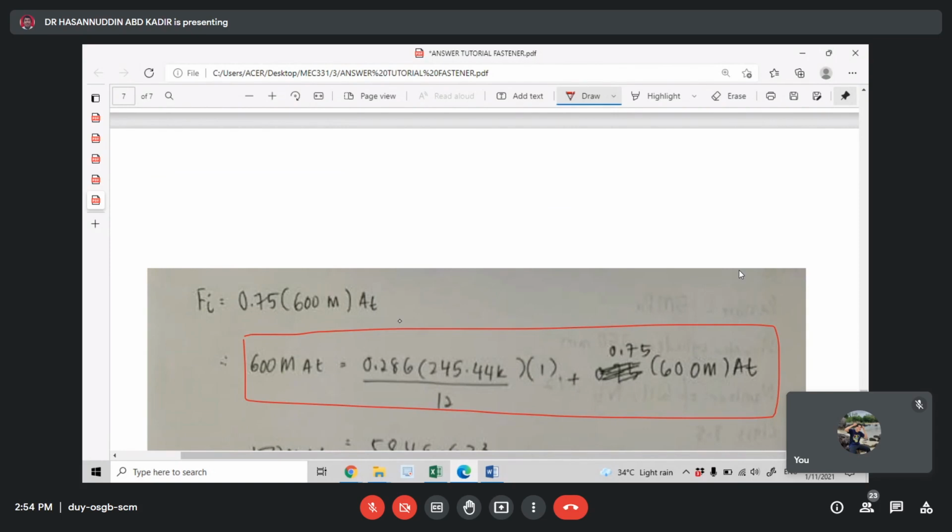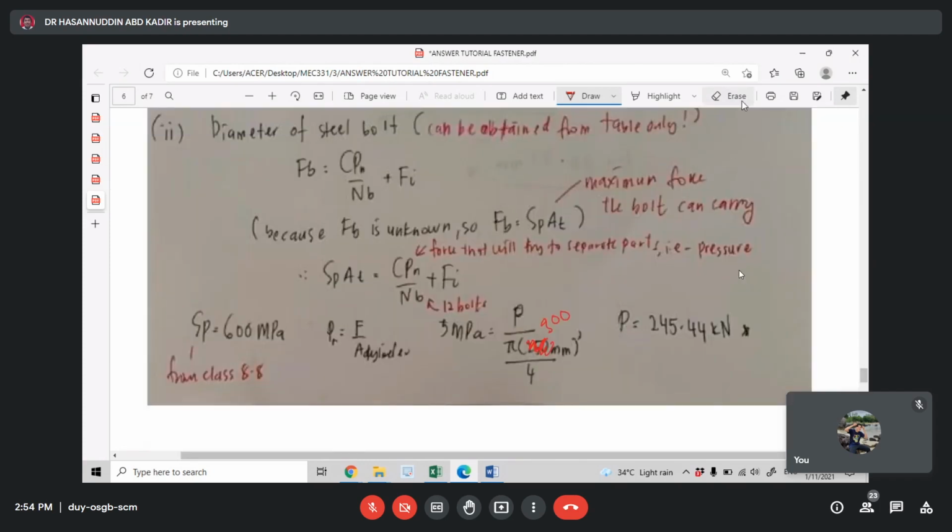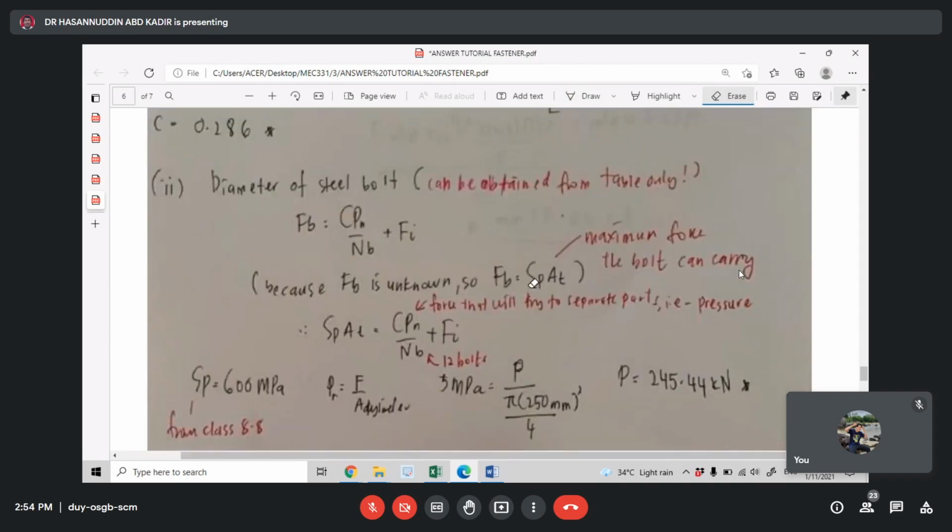Okay, 0.75 ni dapat daripada ni, dia punya ni table, daripada table ini kamu nak cari dalam 80 ni ada diameter. Okay, yang ini pun sama jugalah. Ini adalah equal to FB kalau dia mention kat sini lah. FB because this one is a maximum force the boat can carry. So we apply this one because FB is unknown. So kita akan pakai ni lah. FB equal to SP 80.